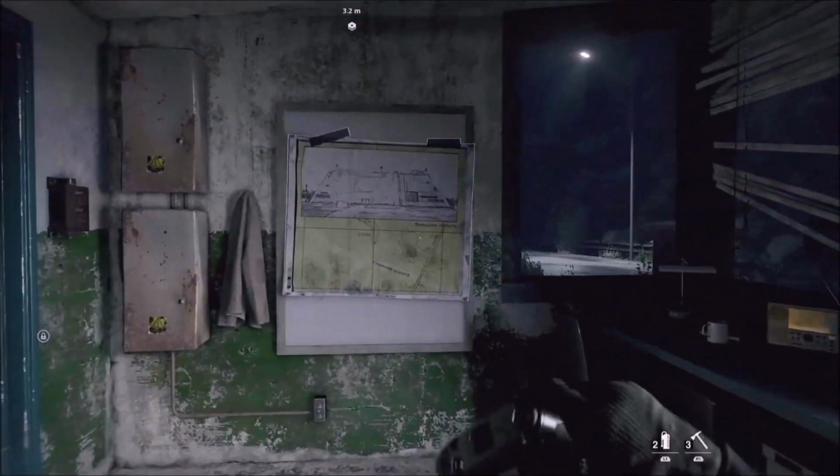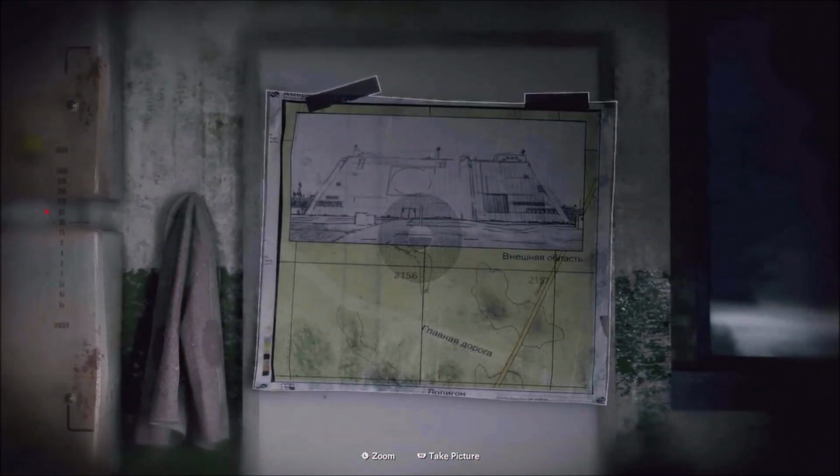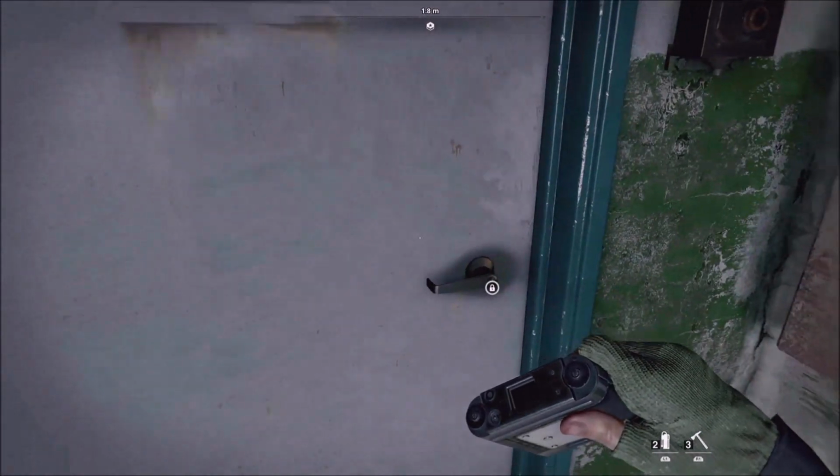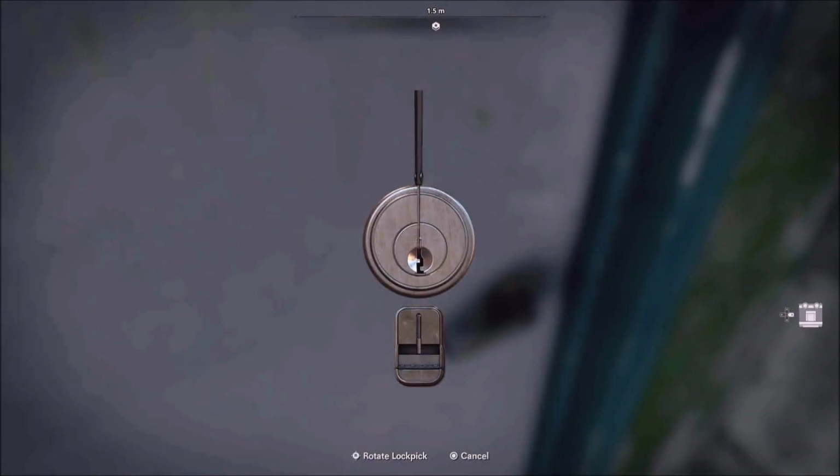The next piece of evidence is going to be the coded newspaper. Now, this is going to be in the mission Operation Greenlight. Now, there are 6 pictures that you can take, but you only need to take 3 pictures, I believe. So I will show you guys where the locations are.